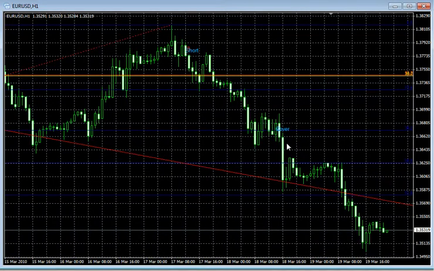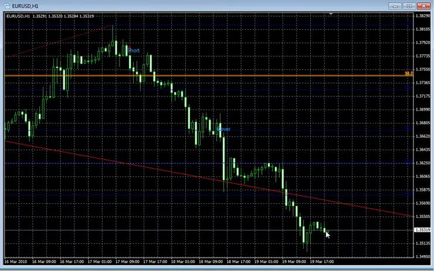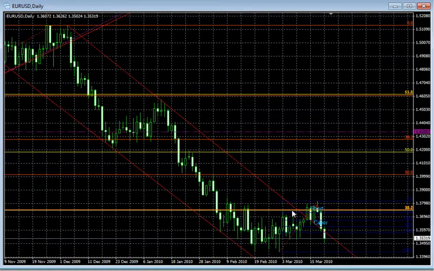I trade small lots. I suggest you trade small lots too at the beginning. And I'm not looking at trading anytime soon unless this comes up and hits this overall trend, this long-term trend here, which you can see here. If it comes back up to hit that, I'll be looking to go short.